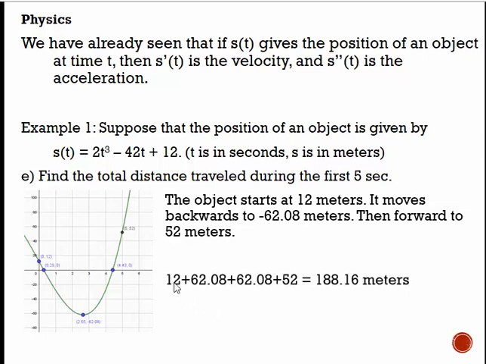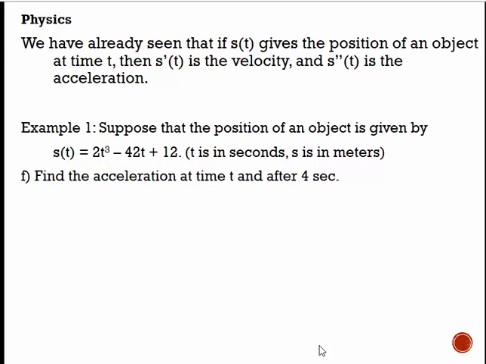So we would have 12 meters. It moved from 12 to 0. And then it went in the negative direction for 62.08, so it traveled 62.08 meters, and then had to come back to 0, another 62.08 meters, and then went 52 more. Okay, so I add those up. I get the total distance traveled would be 188.16 meters.